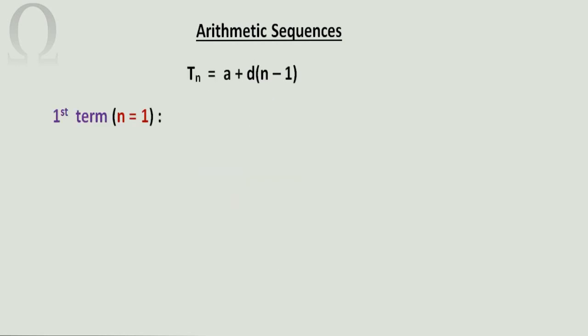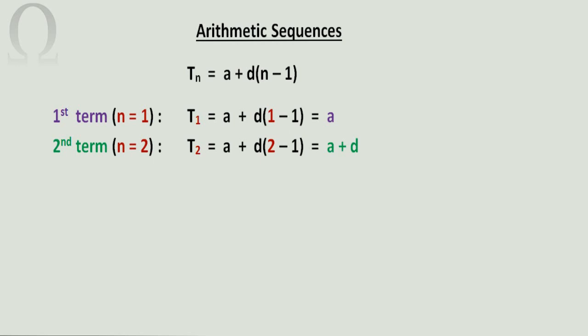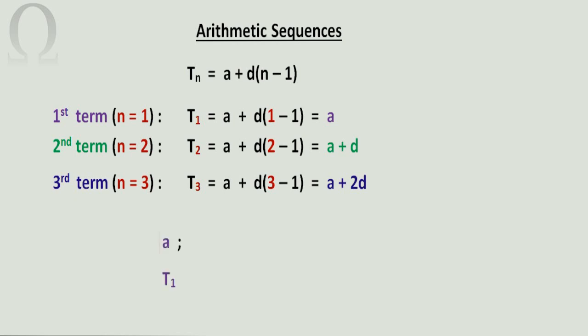When n equals 1, we get the first term of a sequence. The first term of a linear sequence is therefore a. When n equals 2, we get the second term of the sequence. The second term of a linear sequence is therefore a plus d. And when n equals 3, we get the third term of the sequence. The third term of a linear sequence is therefore a plus 2d. The first four terms of a linear sequence are a, a plus d, a plus 2d, and a plus 3d.